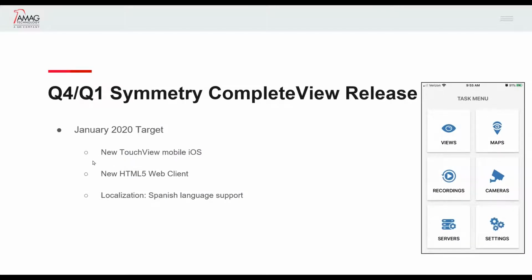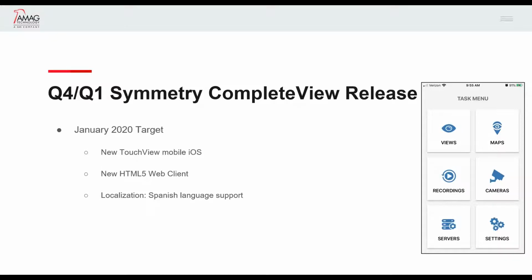Okay, last but not least, we have an upcoming release. We're planning for end of Q4, beginning of Q1. I anticipate this will come out in January. That's our target, January 2020. The next release of Symmetry CompleteView will be version 5.2, and it's an exciting release. We're releasing a fresh TouchView mobile client for iOS platforms. So if you have an Apple iPhone or iPad, we'll have a fresh new look and feel.